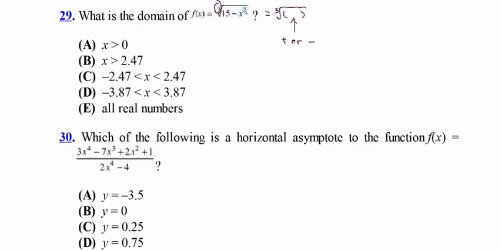It can be any value because for cube root, it can handle positive or negative, even 0, not a problem. So in other words, x can be any value.